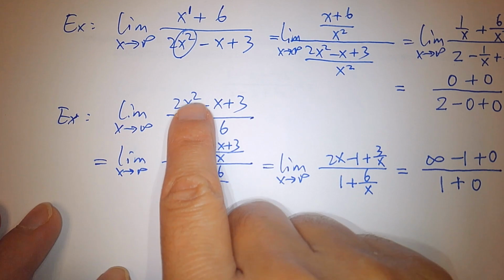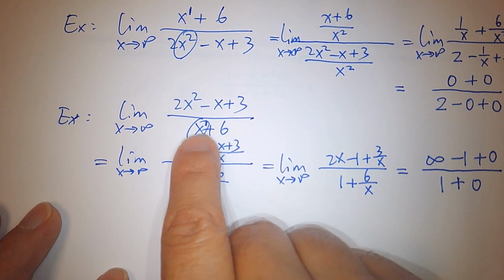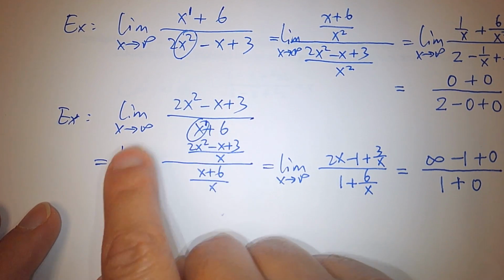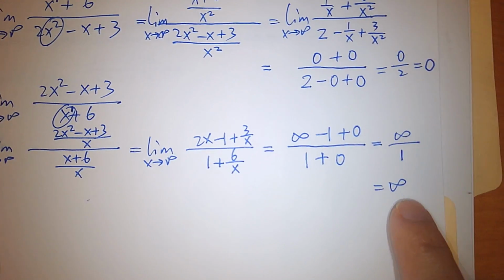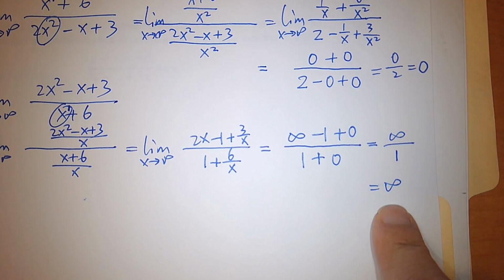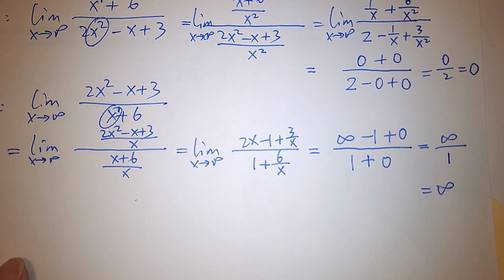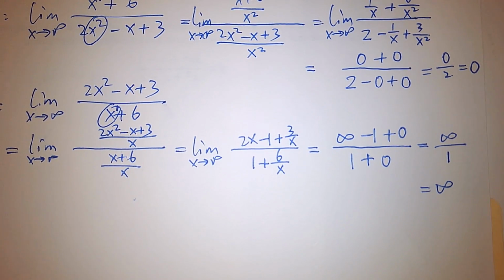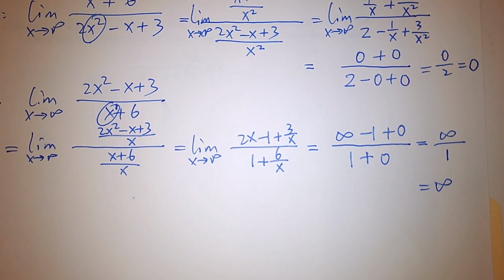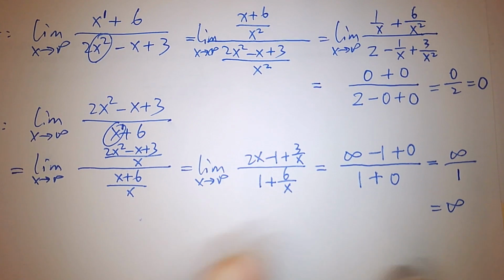Third case, if on the top, the highest degree is greater than the highest degree from the bottom, will we have a specific value for this limit? No. So we say there's no horizontal asymptote for this function. You learned this in Math 136. I taught Math 136 many times, so it's just a refresher, okay?